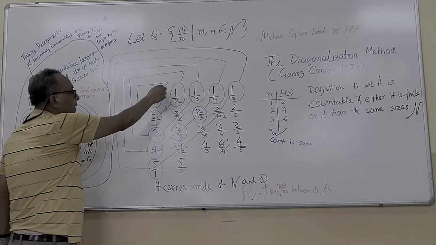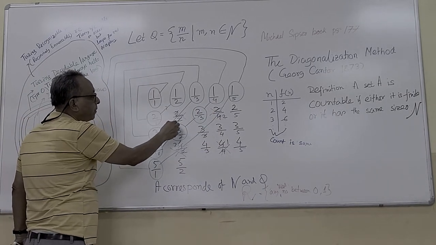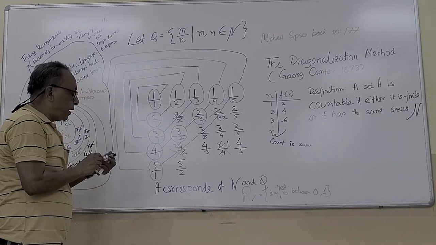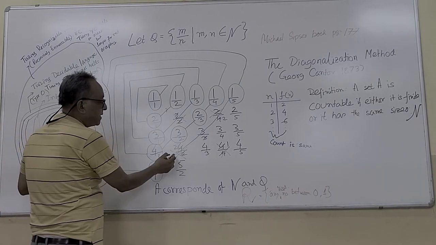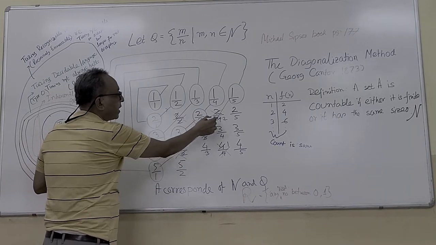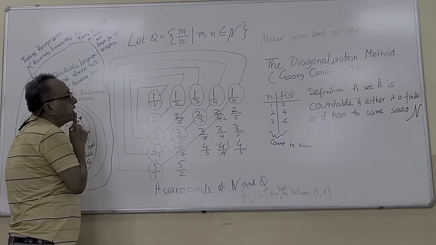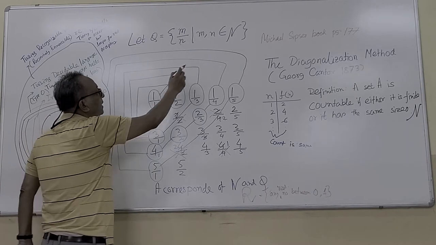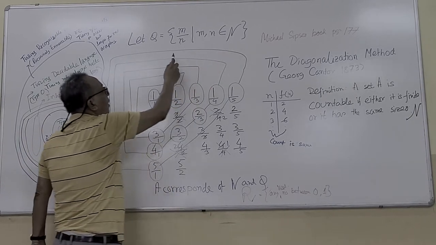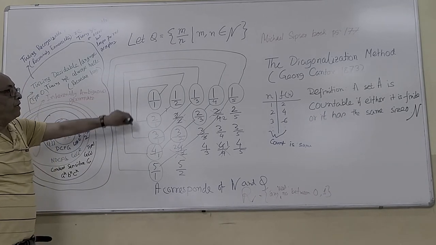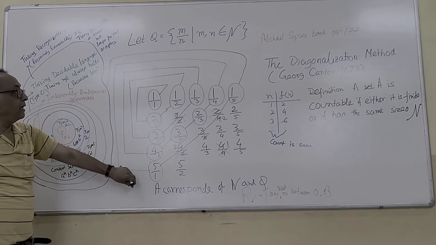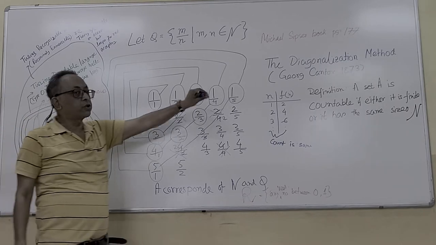And if you go for diagonalization, you see it can omit this number because 2 by 2 is already taken care of. Same is 4 by 2, this is already taken care of. So here if you are counting, the numbers you can count match n by n. So this is also countably infinite, and this is the diagonalization method by Georg Cantor.